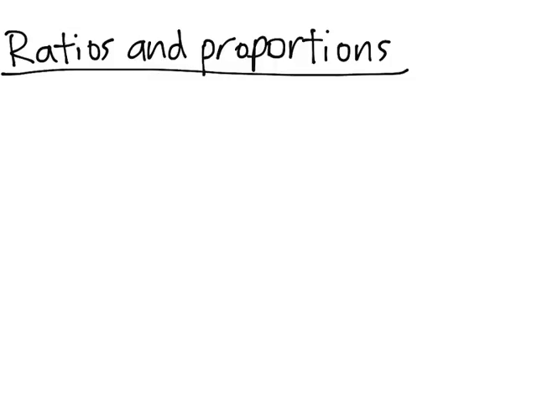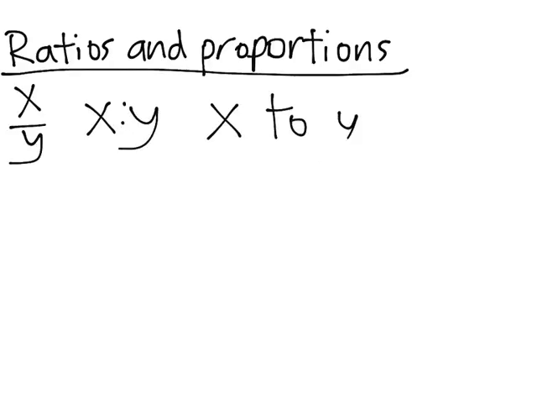A ratio is a useful way to compare numbers using division. Given two numbers x and y, their ratio is x over y, which can also be written like this, or simply x to y. For instance, if the distance from Bob's house to school is 3 miles, and it takes Bob 20 minutes to bike there, we can compare these two quantities with the ratio 3 over 20.